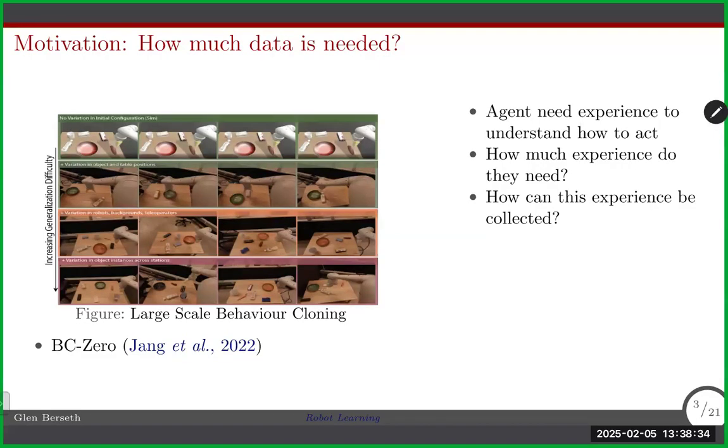So this is where we mentioned this concept a bit before. An agent needs to at least experience enough stuff to understand how to act. And in this case, let's just focus in this class on act as in physically do the things that you do.